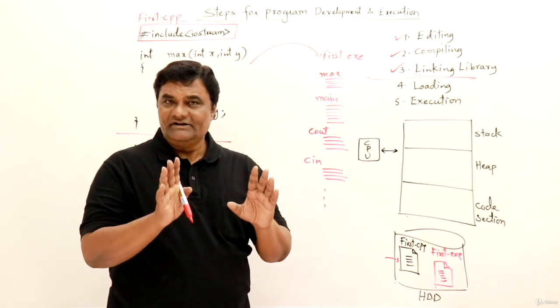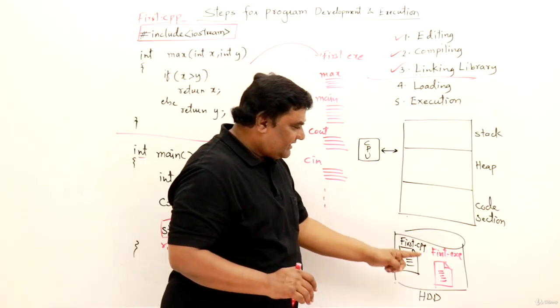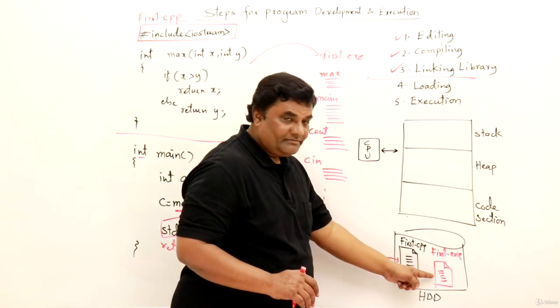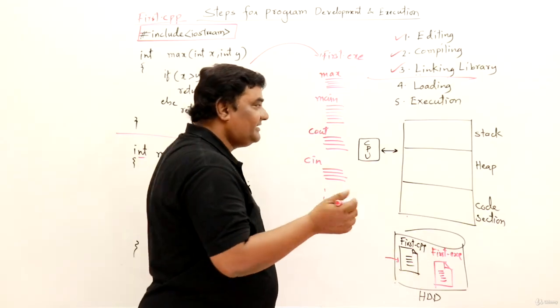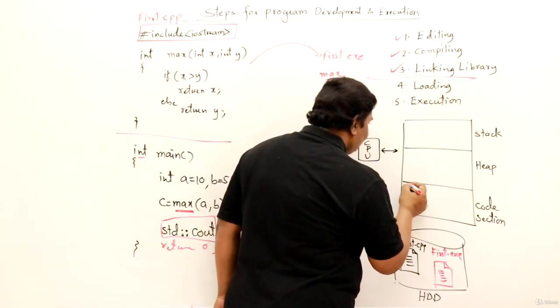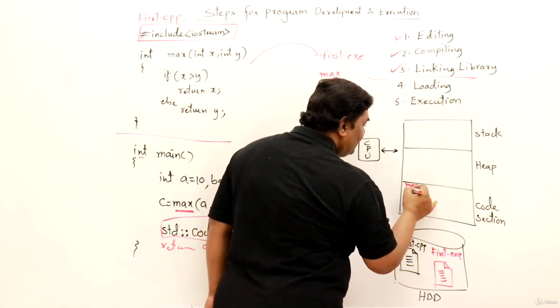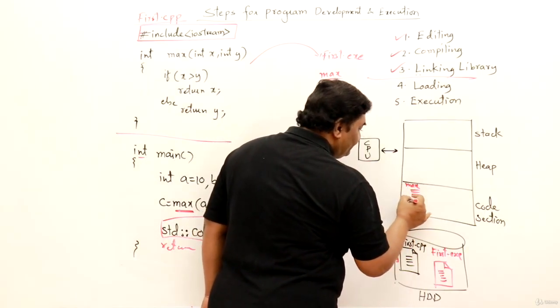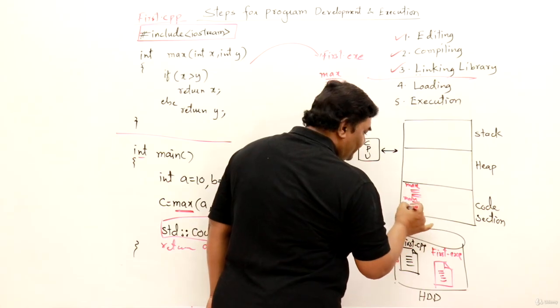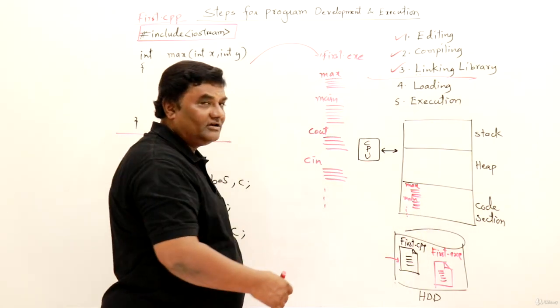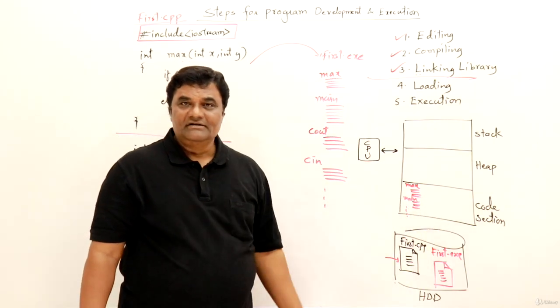So let us see how it will run. For running the program, this program code, machine code, has to be brought into the main memory. Which area? Code section. So all this machine code will be copied in this code section. Main machine code, and so on. I don't have space to show all. So that machine code is copied.